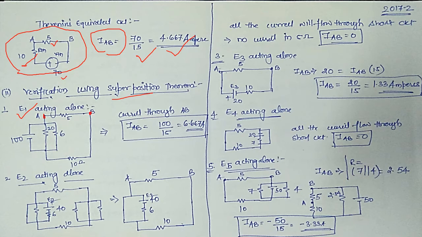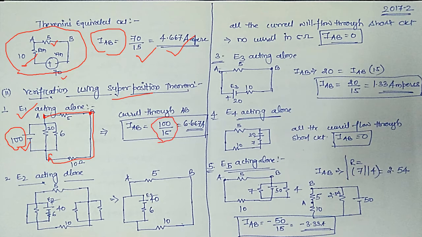So let us start with the E1 source. Considering only the 100 volts is working, and the rest of the sources are not there. You can easily see that this branch is in parallel with the 100. That means the voltage across this branch is already known to you, that is 100. Now the current can be easily identified by 100 divided by 15.